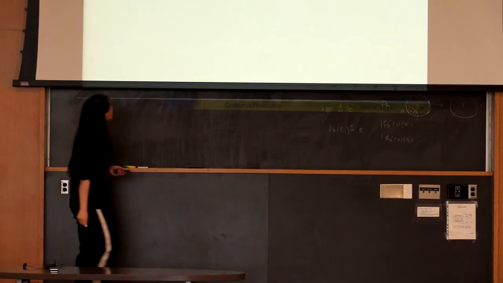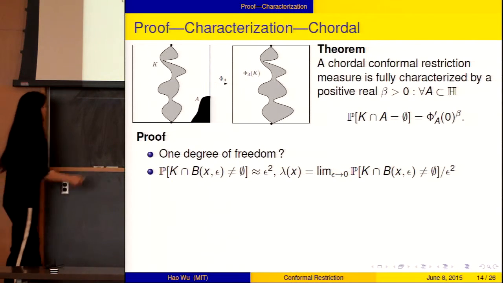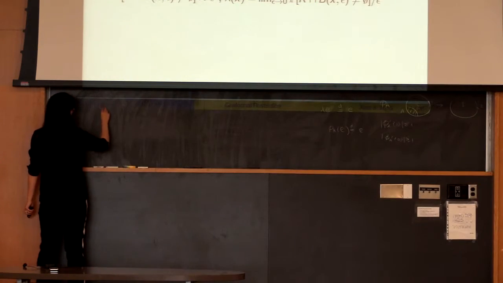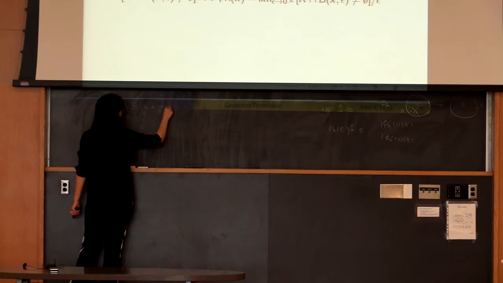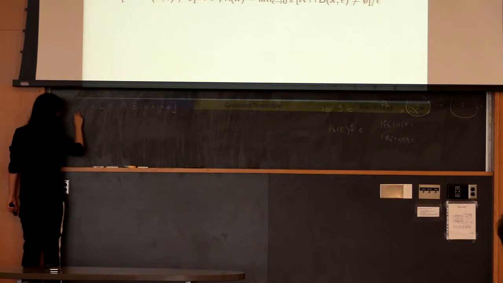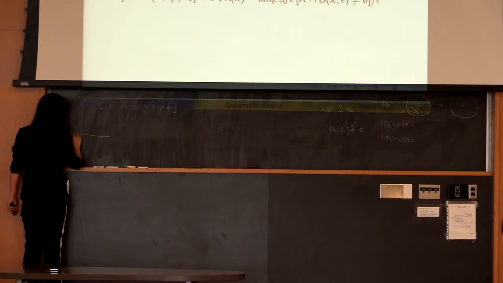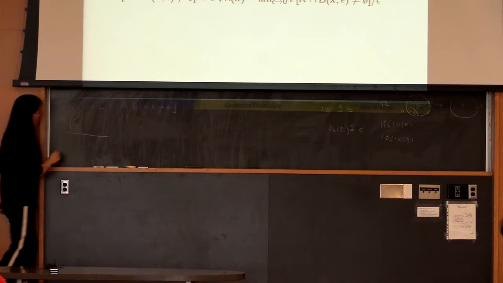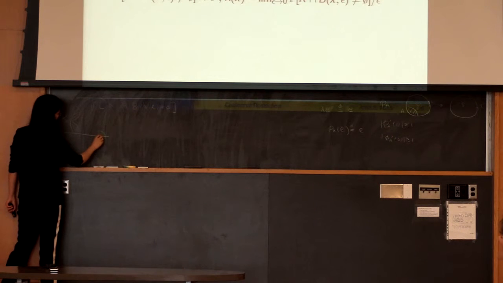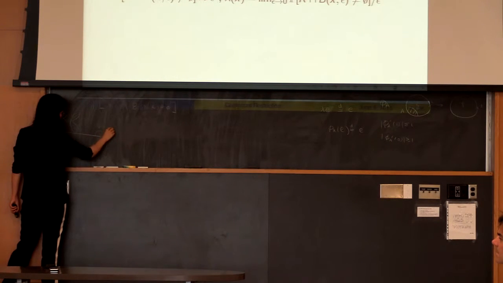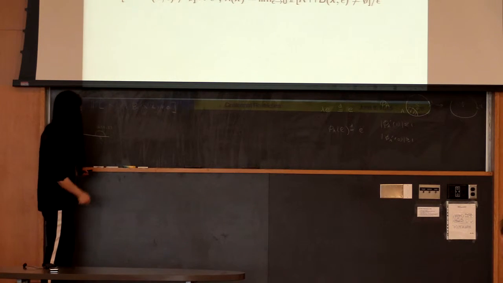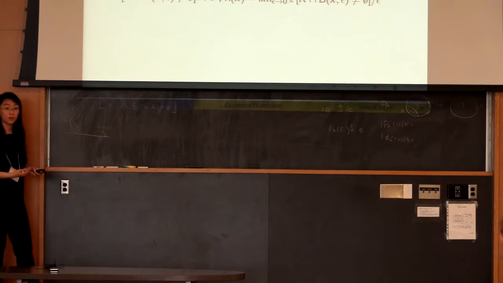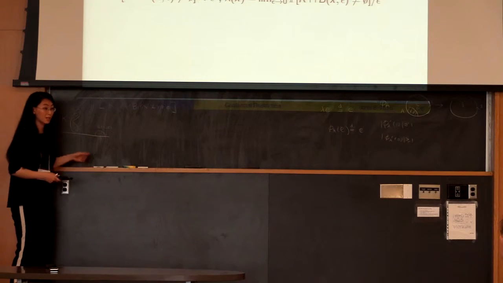And the idea of the proof is, the first step, we want to calculate the probability that this random set hits a small ball on the boundary. So now we are in the upper half plane. This is our random set K, and we draw a small ball on the boundary. We want to calculate the probability that this random set hits this small ball. Of course, this probability will be very small when epsilon is very small.